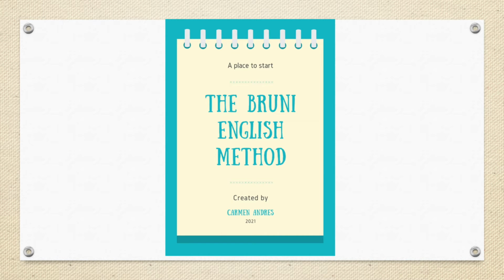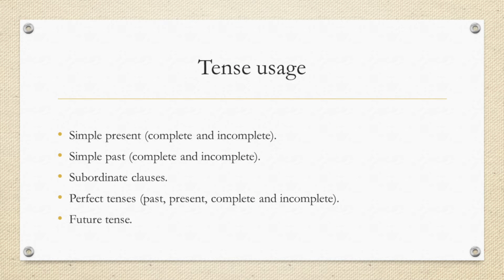Today we're going to talk about an advanced class that discusses different tense usage. We're going to talk about simple present and we're going to discuss complete and incomplete actions. We're going to talk about simple past and also we're going to discuss the complete and incomplete actions that take place. We're going to use subordinate clauses which are useful in the tense usage. We're also going to talk about perfect tenses, which are past, present, complete and incomplete actions, and we're going to talk about future tense. So we're going to begin with present tense.